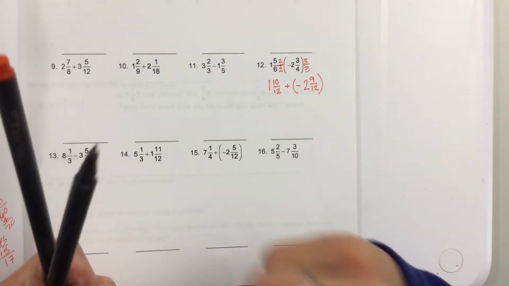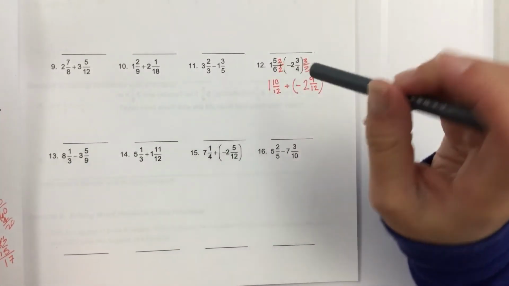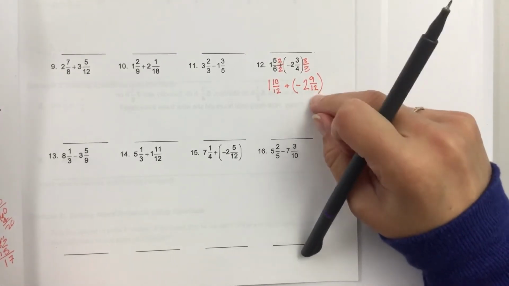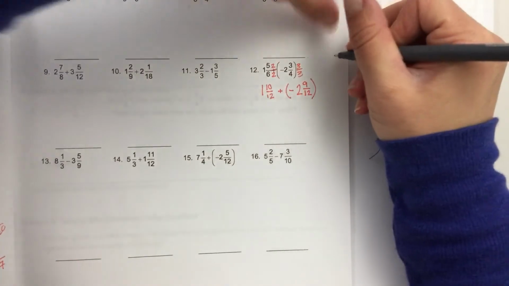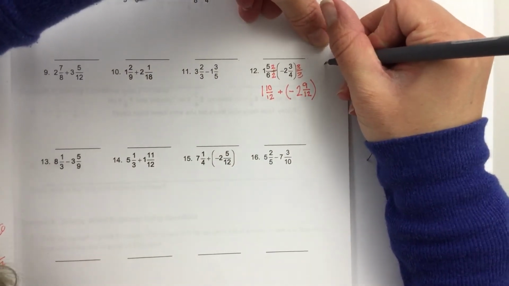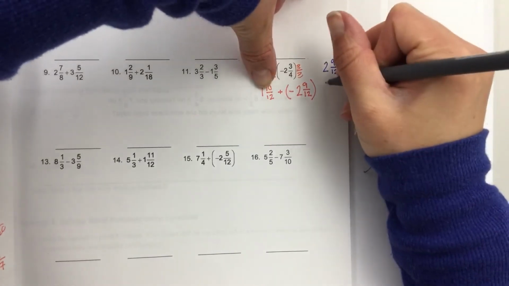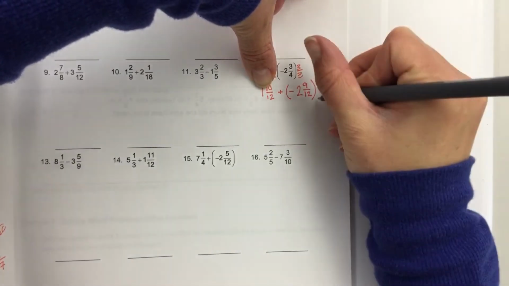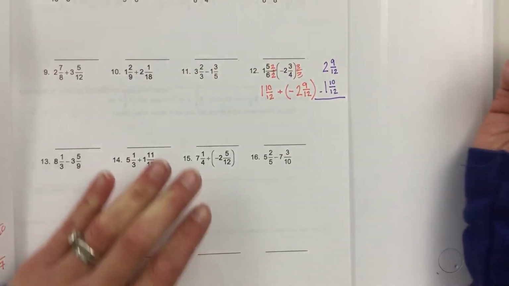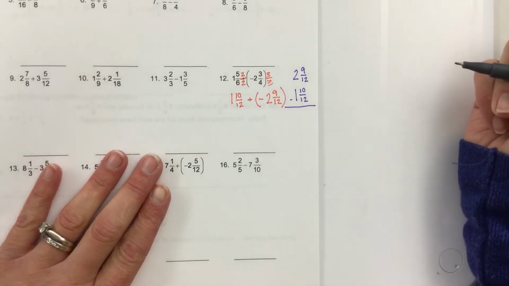Okay, so now our problem is that we have a negative and a positive. And when I look at this, my negative is bigger. So when I subtract, I technically, and I'm going to write this off to the side, I have to take 2 and 9 twelfths, and I have to subtract 1 and 10 twelfths. Okay, but here's the trouble. I can't take 10 away from 9.